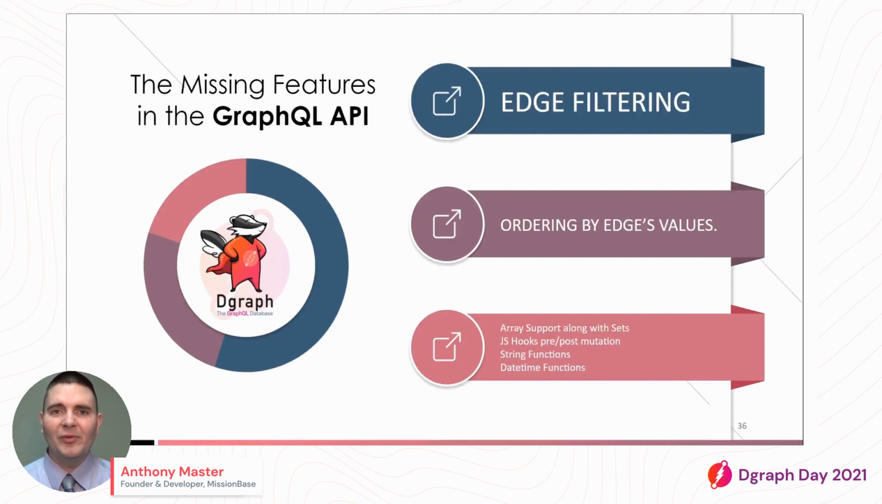These include support for arrays holding duplicate and ordered values. Right now all arrays in Dgraph are actually stored as what many would describe as a set. I would like to see actual JS hooks for pre and post mutation. This is being worked on right now. This still looks to be a promising feature to allow users to hook into the generated resolvers with their own custom middleware for even more complex business logic. And then I would also like to eventually see more string functions, datetime functions, and API generated timestamps.